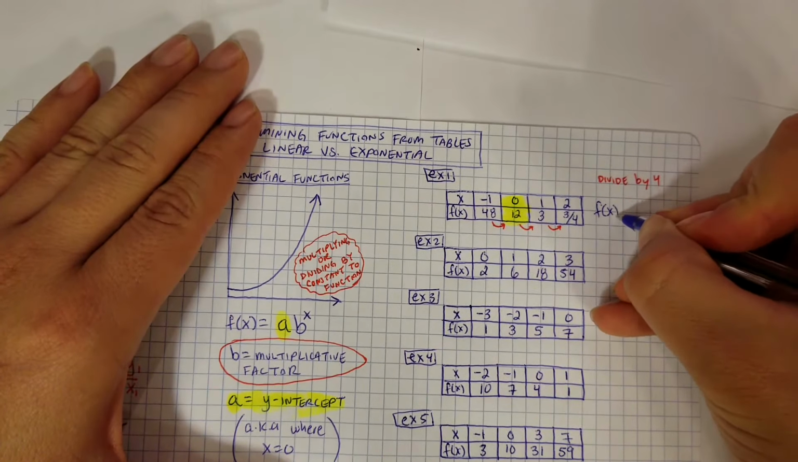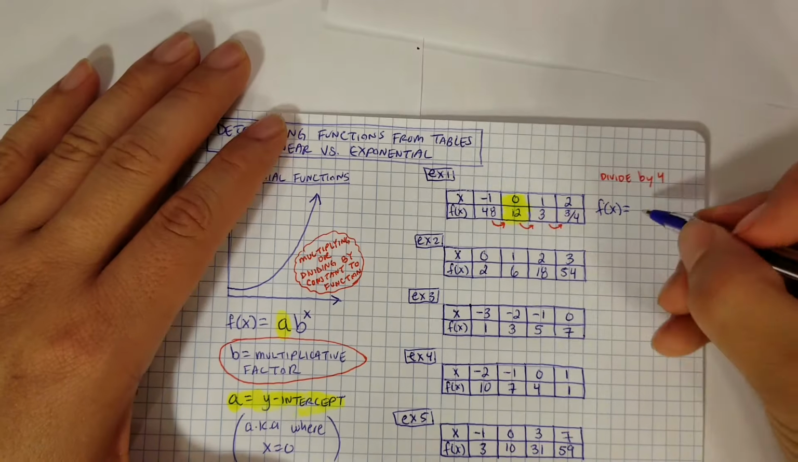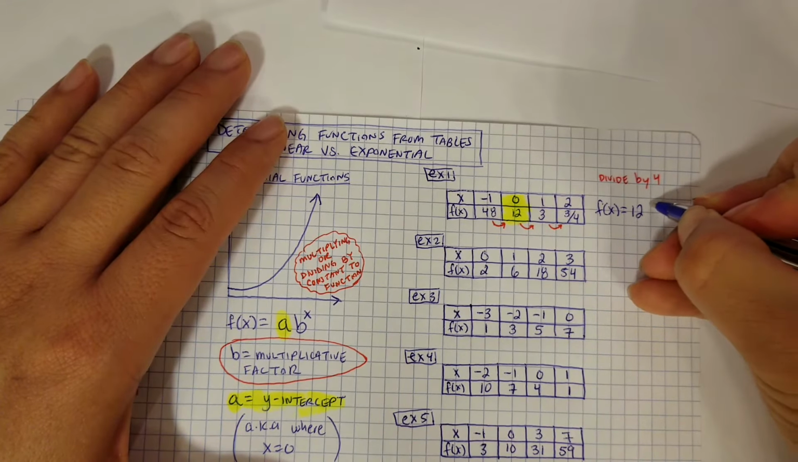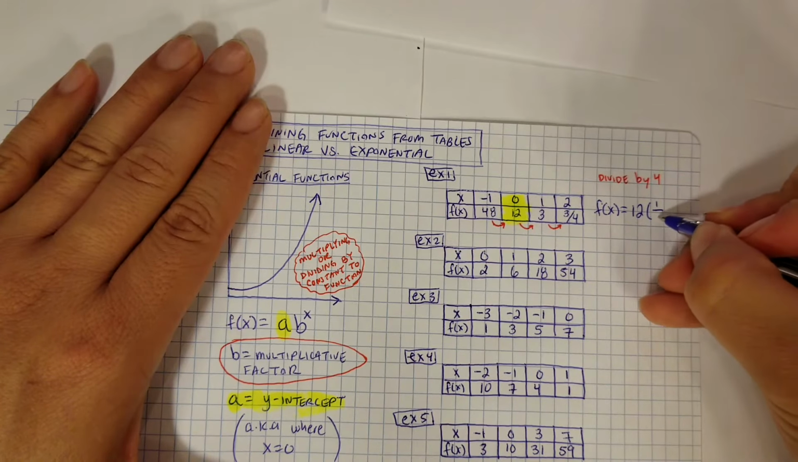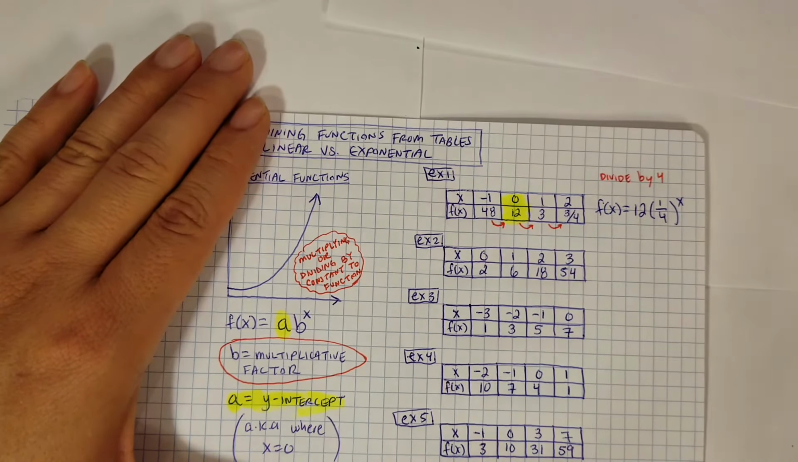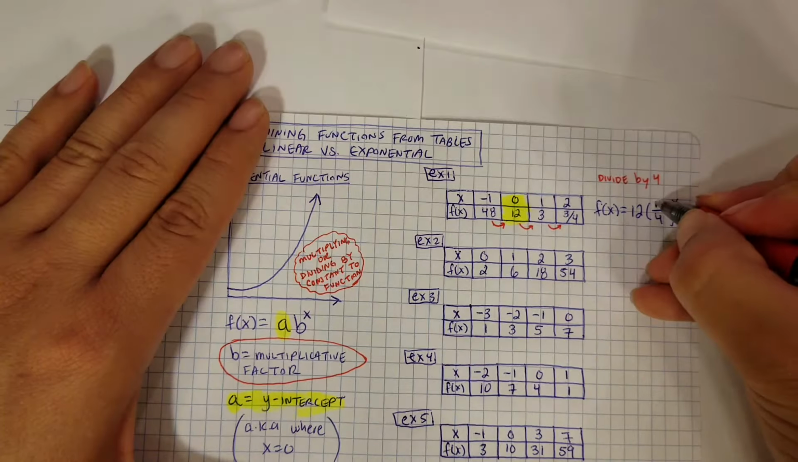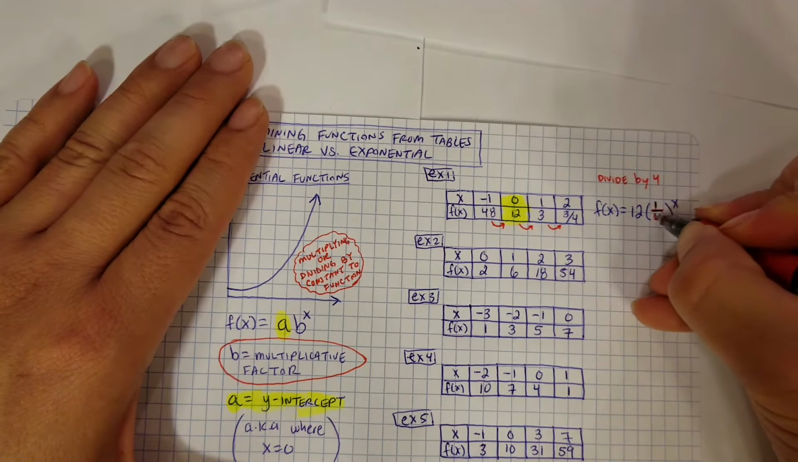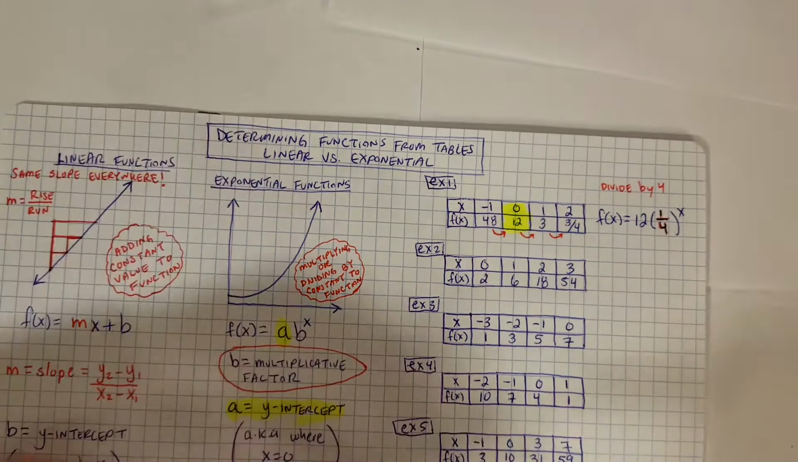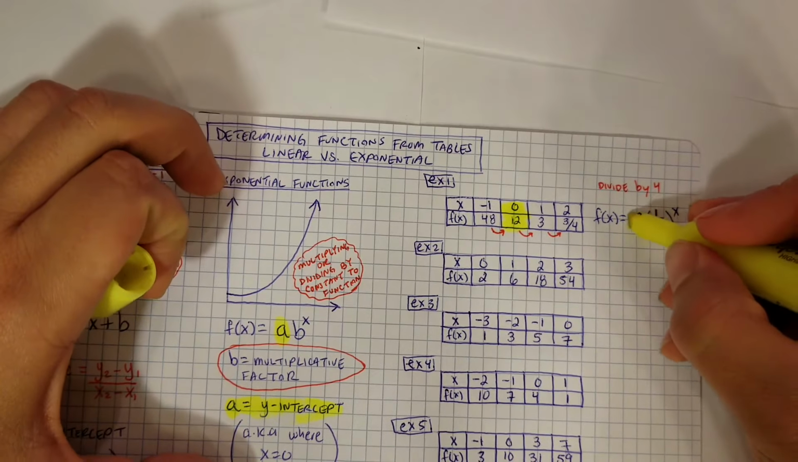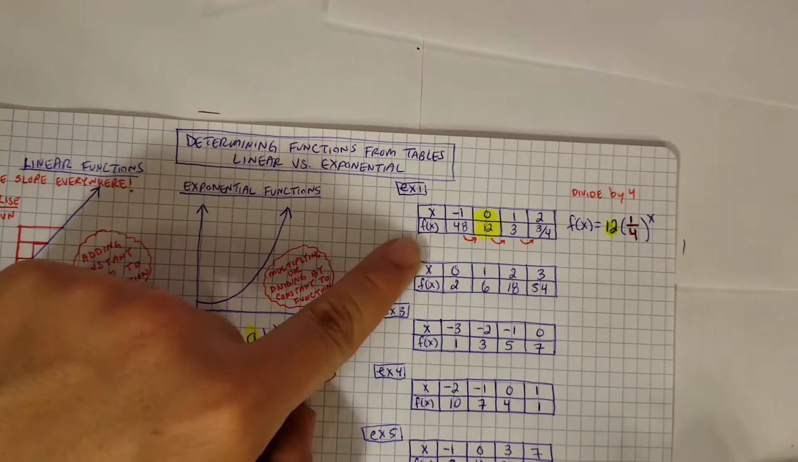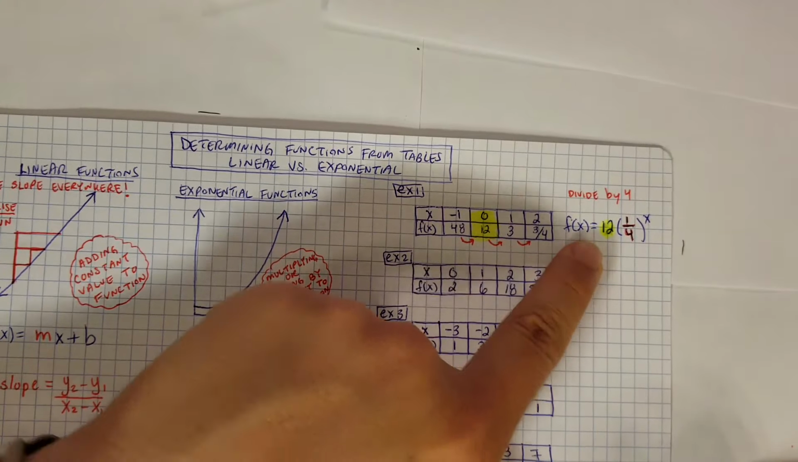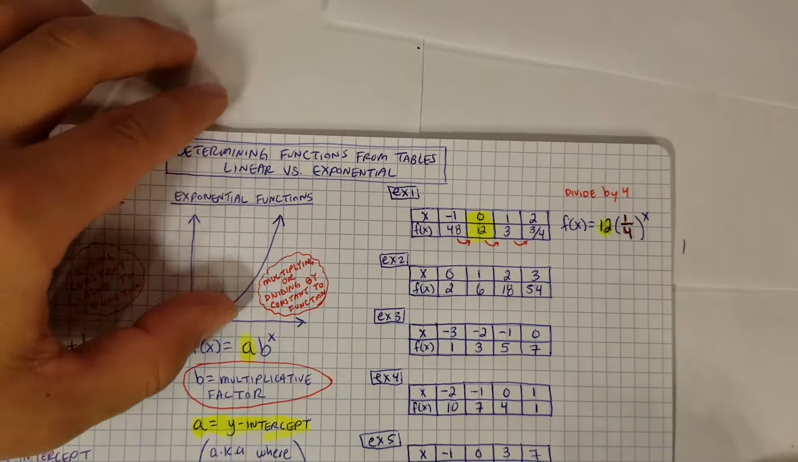My function, so I go from a table to a function, is going to be a, which is 12, times b, which is, well, we said we're dividing by 4, so it's going to be 1 over 4 to the power of x. Now notice that I put divided by 4 as a fraction. When you have division, it's not going to be a whole number, it's going to be a fraction, signifying that the value is getting smaller. So there you go, there's your first function. So you go from a table to a function based on the relationship, whether it's adding, subtracting, multiplying, or dividing.